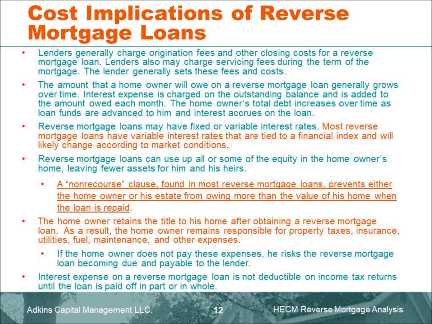Likewise, the homeowner retains the title to his home after obtaining a reverse mortgage loan. As a result, the homeowner remains responsible for property taxes, insurance, utilities, fuel, maintenance, and other expenses. Therefore, if the homeowner does not pay these expenses, he risks the reverse mortgage loan becoming due and payable to the lender. Finally, interest expense on a reverse mortgage loan is not deductible on income tax returns until the loan is paid off in part or in whole.